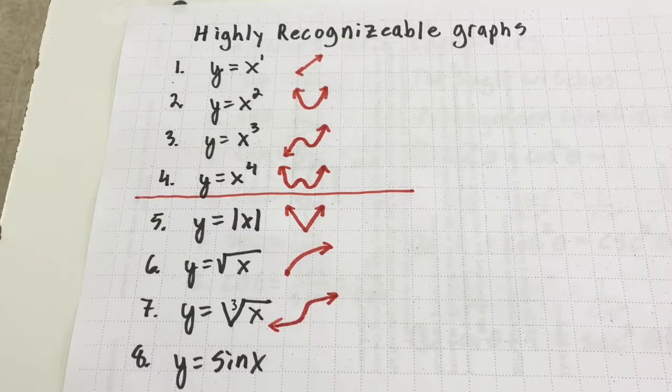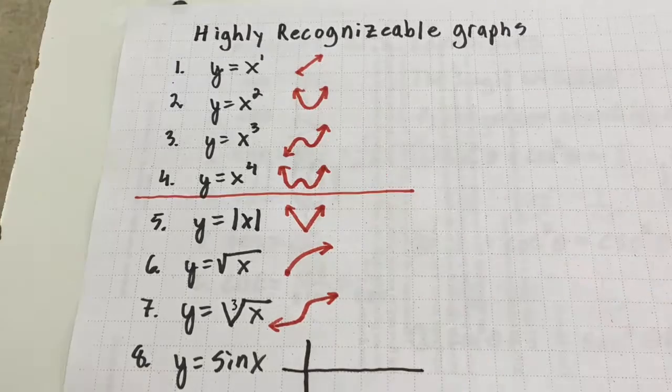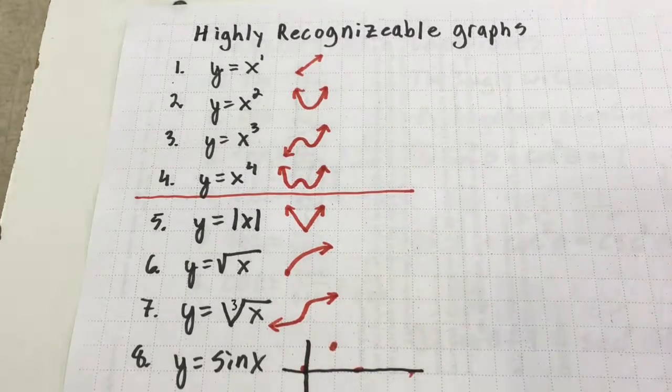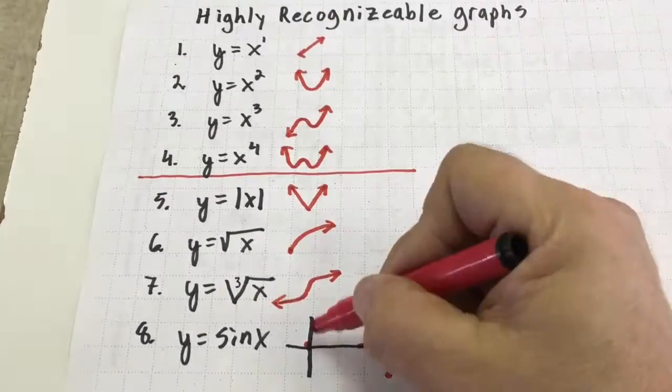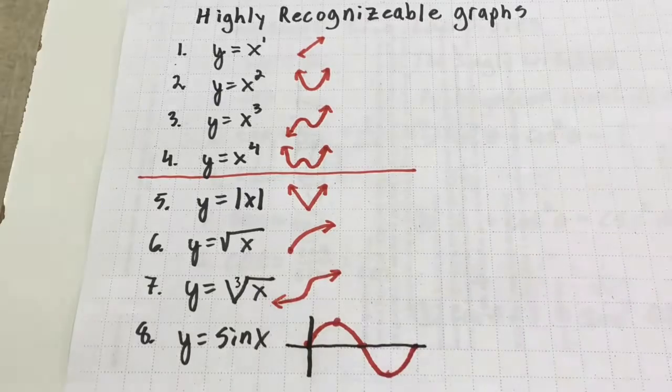And I'm actually going to do the coordinate for sine x. I'm going to set up a little xy axis here. And sine x starts at 0, 0, goes up, goes through, goes down, and ends over there. So sine x is going to look like a curvy line, like a parabola meeting a parabola. And that's sine x. Just some highly recognizable graphs.